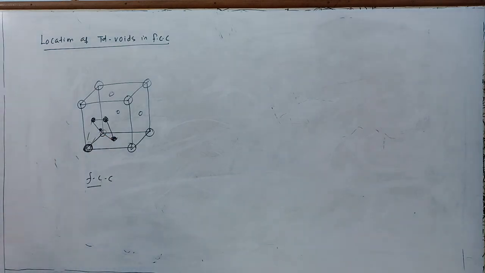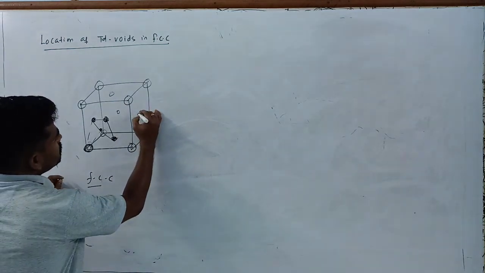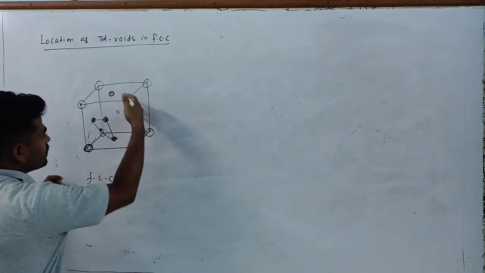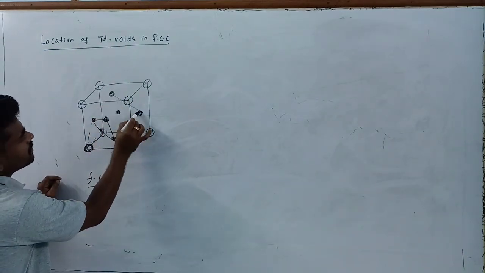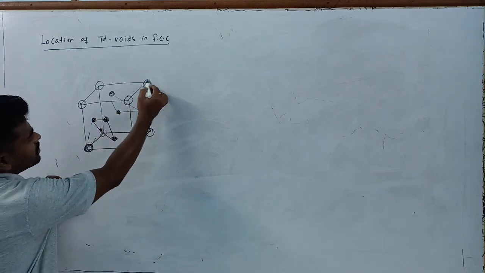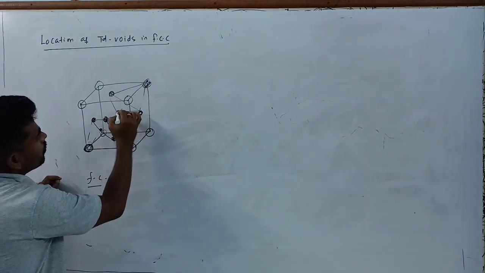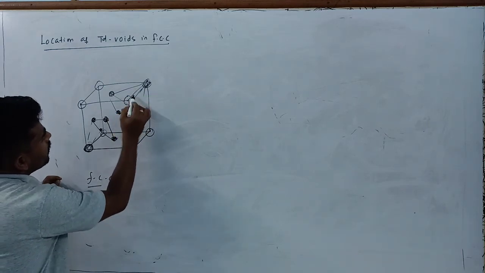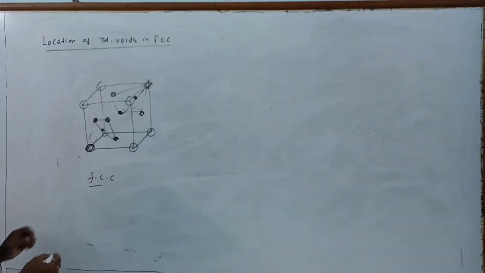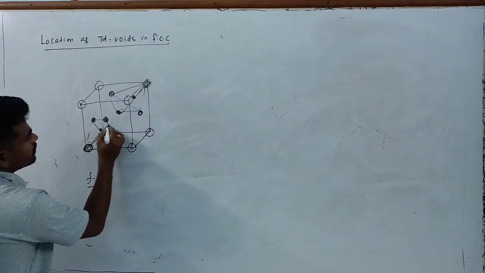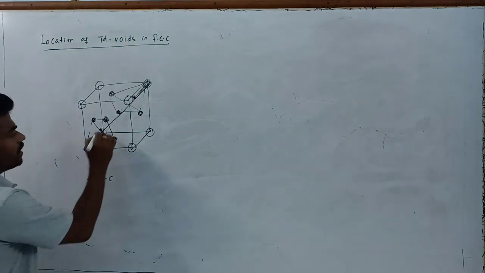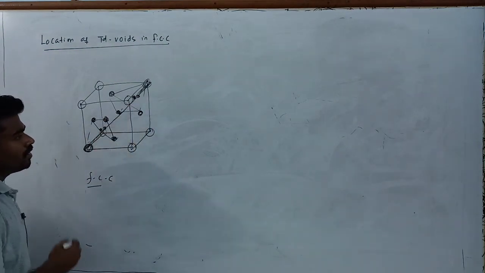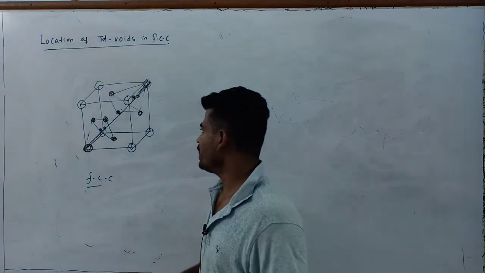At this central position. And similarly, if I consider 3 spheres, this one, and the back side face center sphere, if I join these 3, there will be a triangle, and I target this sphere. So the tetrahedral void will be located at this portion. If I join the body diagonal from here to here, how many tetrahedral voids are you getting along a body diagonal? 2. So 2 tetrahedral voids along a body diagonal.